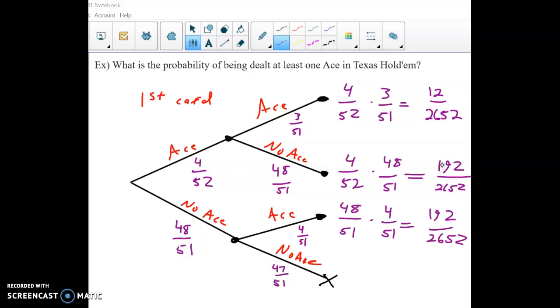All right, so we'd have 192 out of 2652 for this dot, and then this would actually be the same thing. It'd be a slightly different setup, but 48 times 4 would still be 192, and that should say 51.